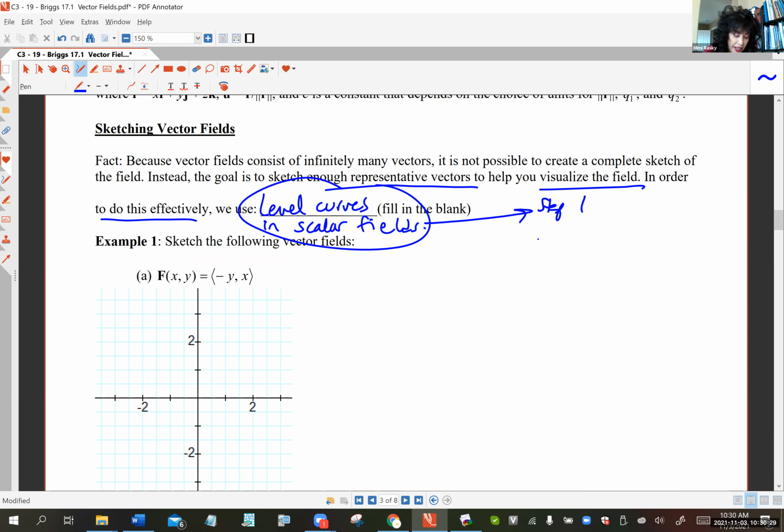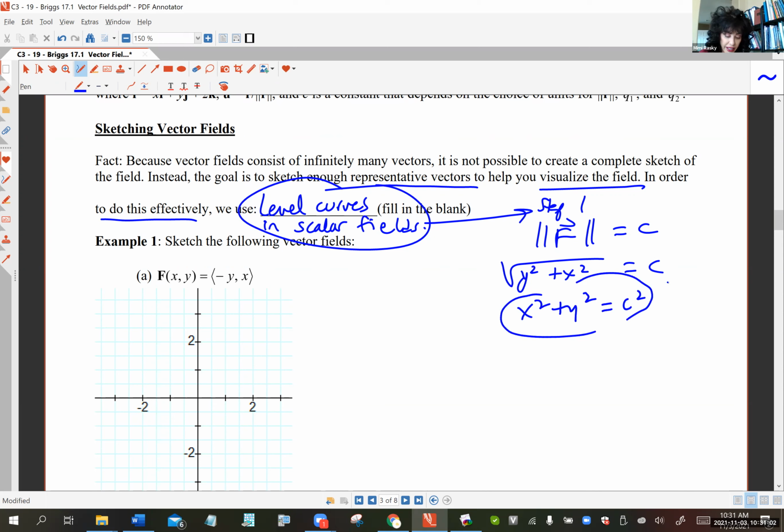So step 1 is you're going to set the magnitude of the vector field equal to a constant. This probably looks very familiar to you, because it's similar to finding level curves for a function of 2 variables. You set the function equal to a constant. But here it's almost the same. You set the magnitude of the vector field function equal to a constant. So the magnitude for this function is the square root of y squared plus x squared. But if you square both sides and rearrange things, this looks like circles. And that's what the level curves look like for this vector field.